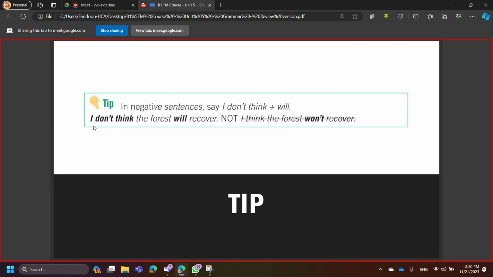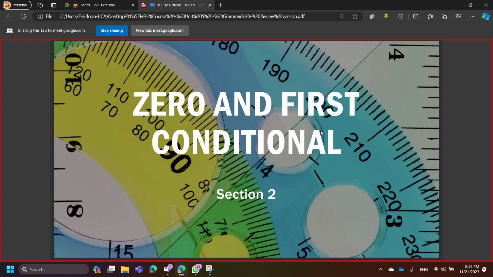For instance, I don't think the forest will recover. I don't think the forest will recover. If you are showing a negative opinion about something, like you don't believe that it's going to happen, you can say I don't think plus the forest will recover. It's much better. Don't say I think the forest won't recover. This just sounds unnatural. Section 2 is about zero and first conditional.